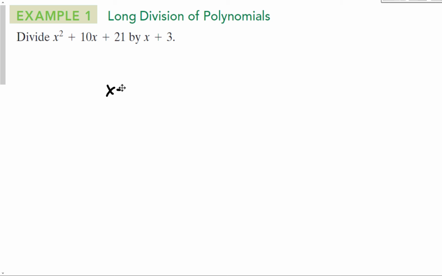So we're going to go x plus 3, and we're going to divide x squared plus 10x plus 21. Okay? So we're going to use the same steps. Divide. First of all, I arrange these. And second, how many times? Now we're going to focus on just the first term. The plus 3 sort of goes along for the ride right here. So we focus on the first term here. How many times does x go into x squared?